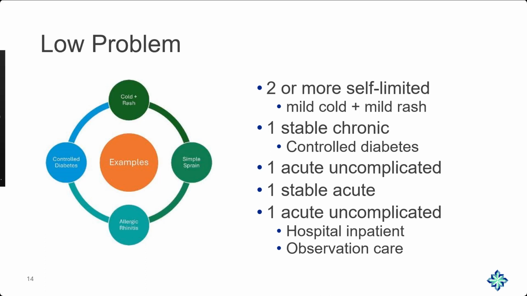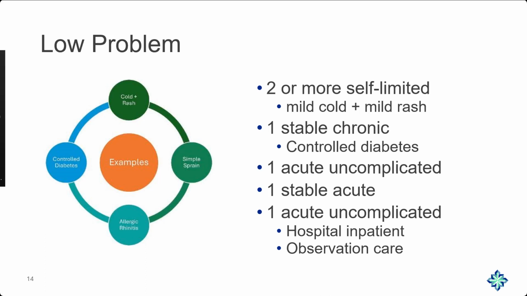One stable chronic condition. I am going to talk about chronic versus acute here in a couple of slides, but one stable chronic condition. So an example of that would be controlled diabetes. They're meeting their A1C levels, their glucose levels are where they need to be. Could also be somebody with hypertension that is well controlled.